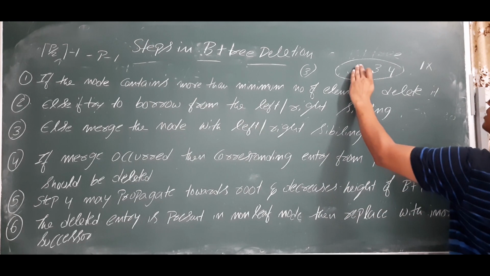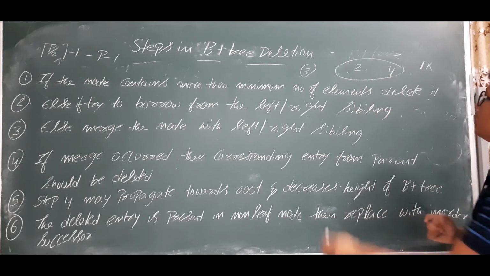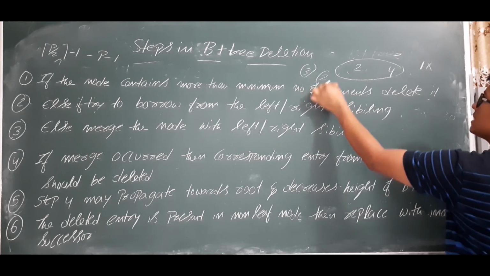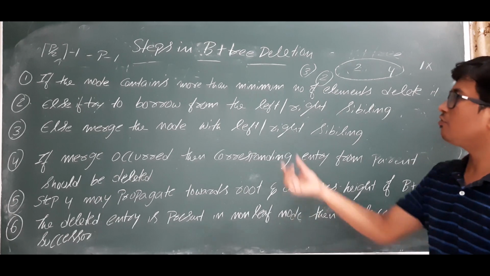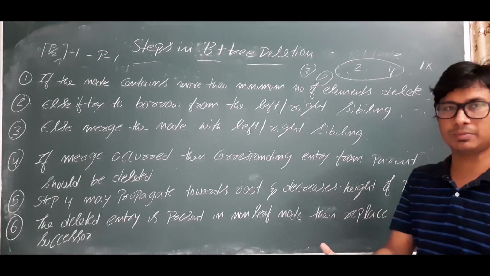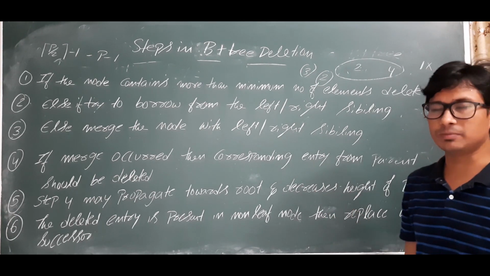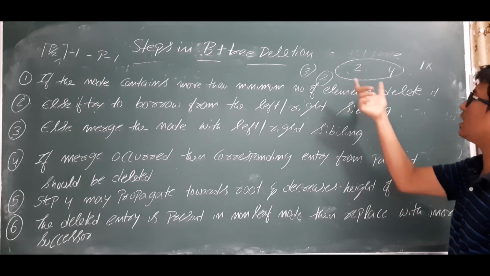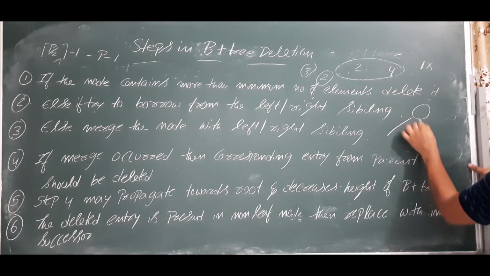After that, someone has asked me to delete 3. If I delete 3, the number of elements is only 2, which is less than the minimum number of elements. Then what we have to do is first try to borrow from the left sibling. If it is not possible, we will try to borrow from the right sibling. I hope everyone knows what a sibling is, but anyway, for understanding, I will discuss it.